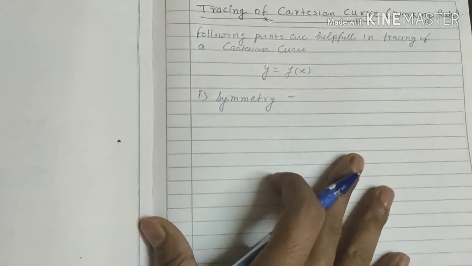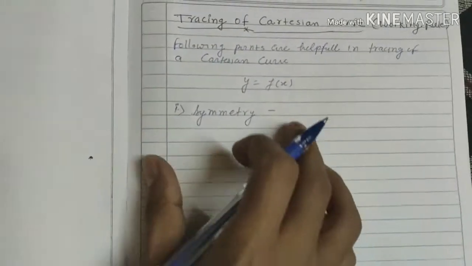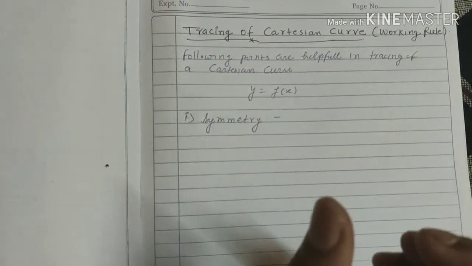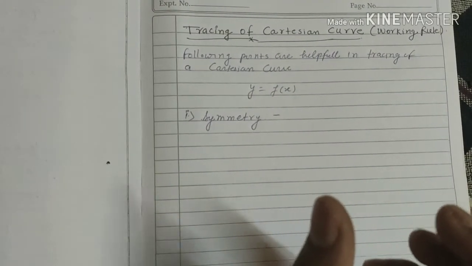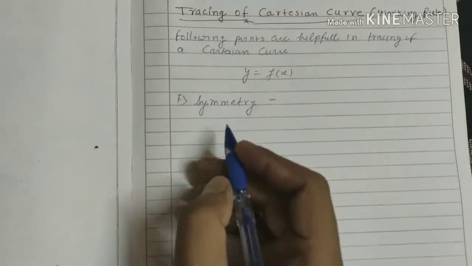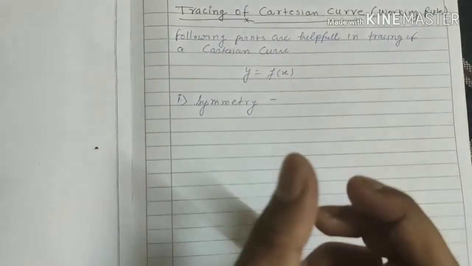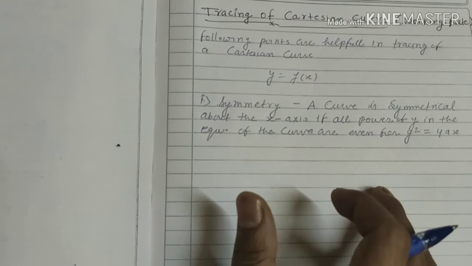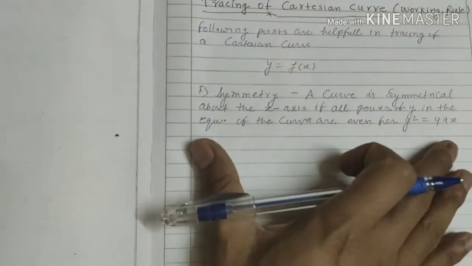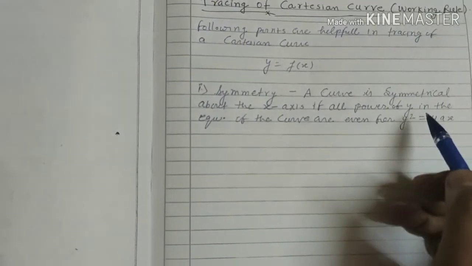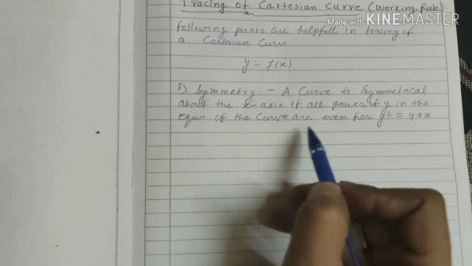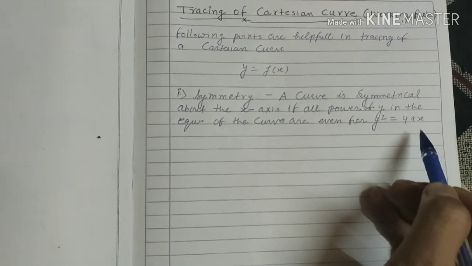In symmetry, as we know, a Cartesian curve means a relation between x and y. So the first step is symmetry, and a curve is symmetrical about the x-axis if all the powers of y in the equation of the curve are even, for example y square equals 4ax.